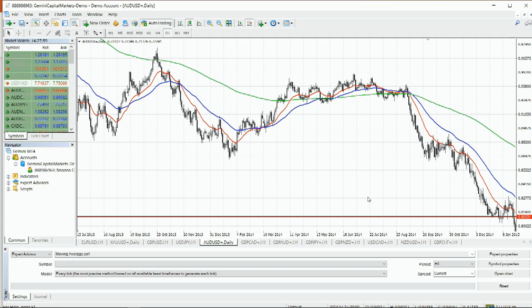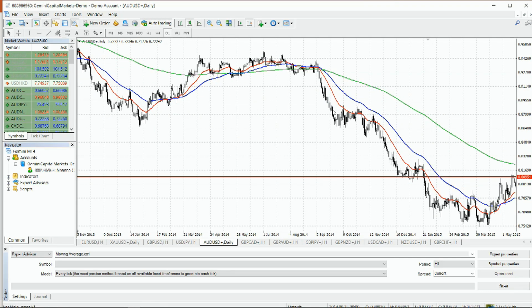So this is what I mean when I said use it as a mean, because the market tends to pull back to the mean as it's moving in the overall direction. So the market pulled back to the moving average and continued down.